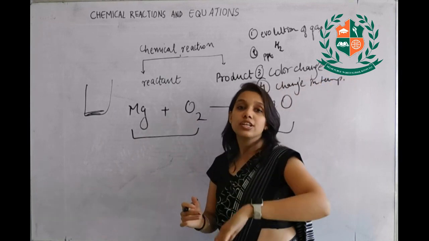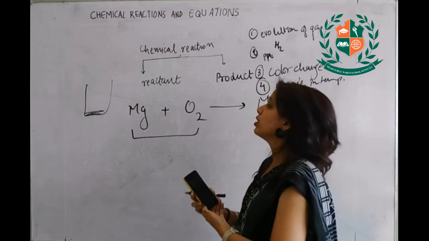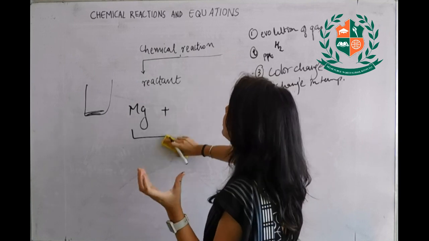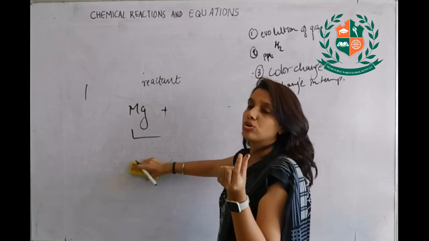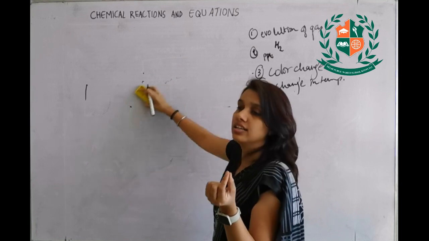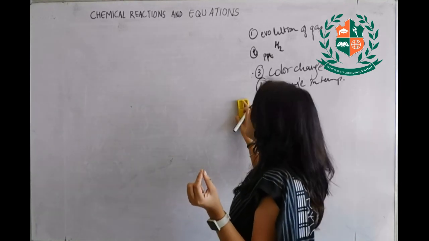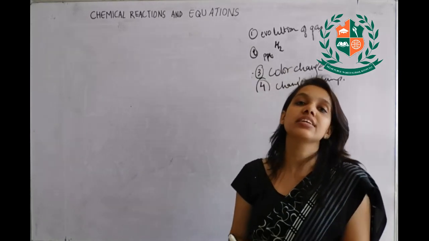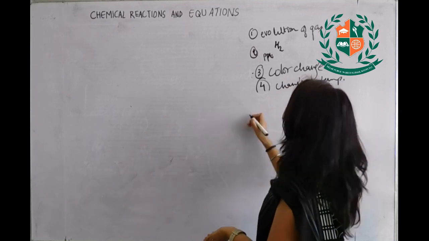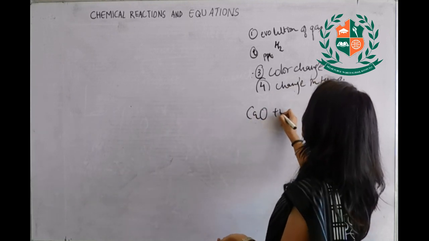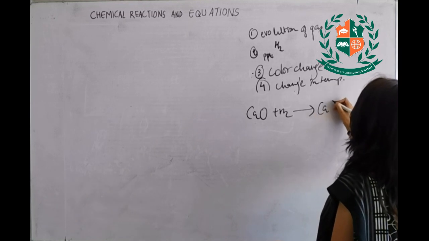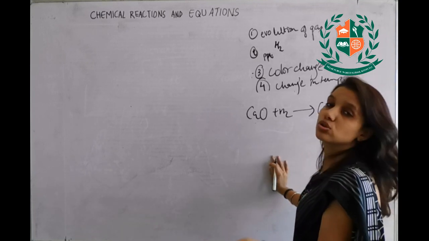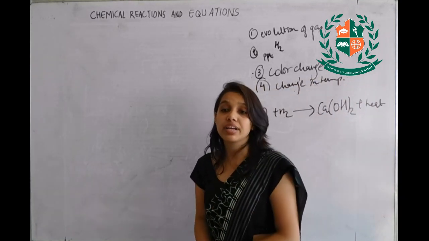You might have noticed this in your surroundings. Whenever you mix detergent with a little water, you feel heat on your hand, because heat is released when the detergent mixes with the water. Another example is when you add water to quicklime, we get a product known as slaked lime, and heat is also released there. So this is the fourth characteristic of a chemical reaction.